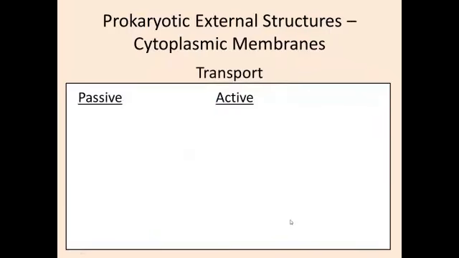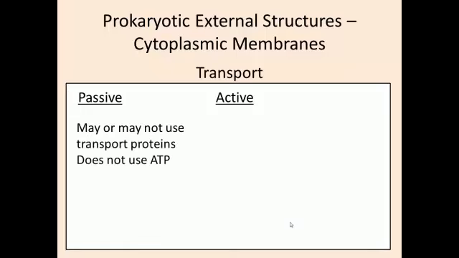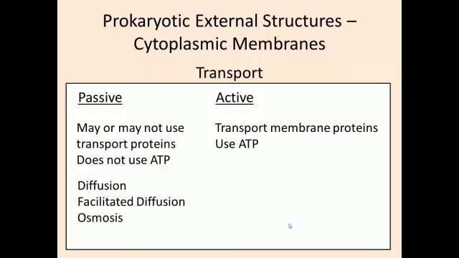Now that we understand osmosis, let's talk about transport across cytoplasmic membranes. There are two kinds, passive and active. Passive transport may or may not use transmembrane proteins to transport the molecules in or out of the cell. It definitely doesn't use ATP or energy to transport the molecules. Active transport, on the other hand, always uses transport membrane proteins, and they use ATP to do it. The three main types of passive transport are diffusion, facilitated diffusion, and osmosis.